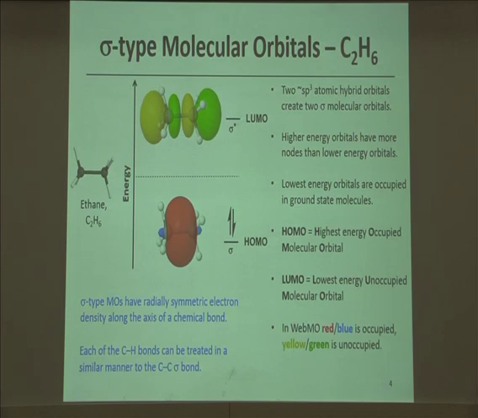I've only depicted the carbon-carbon bond in this fashion. It's certainly worth noting that each of these sigma CH bonds can be depicted in a similar fashion, showing both the creation of a good overlapping bonding orbital as well as an anti-bonding orbital for each of those six CH bonds.